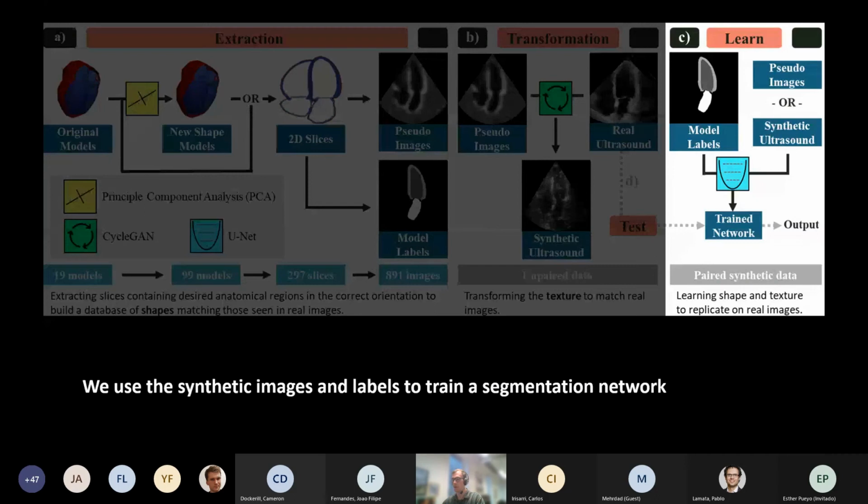Okay, final step here. Can we use the synthetic images to train a segmentation network? So we want to actually train a network with the synthetic images.